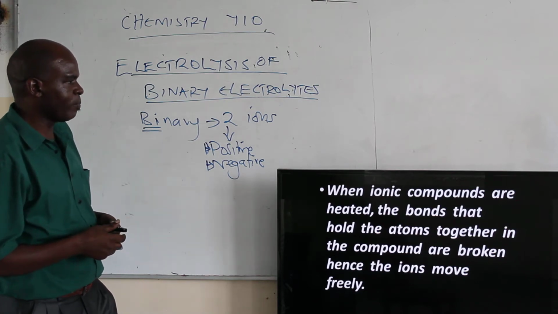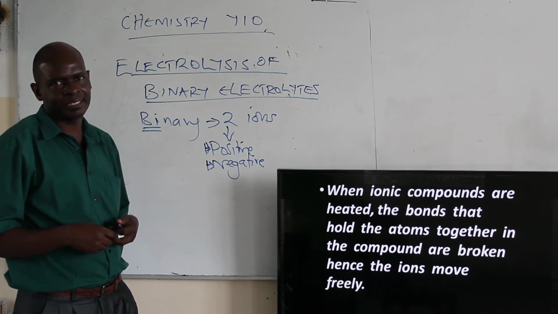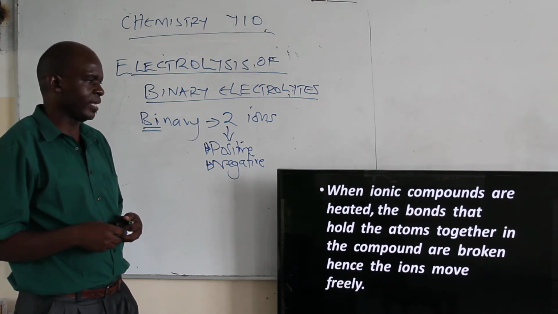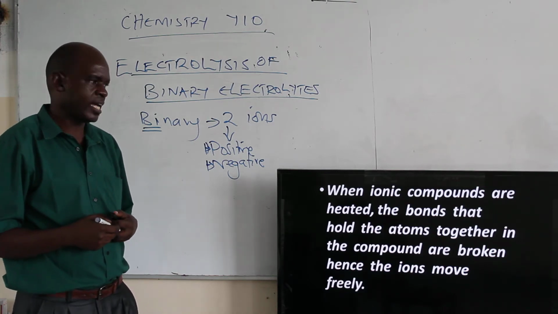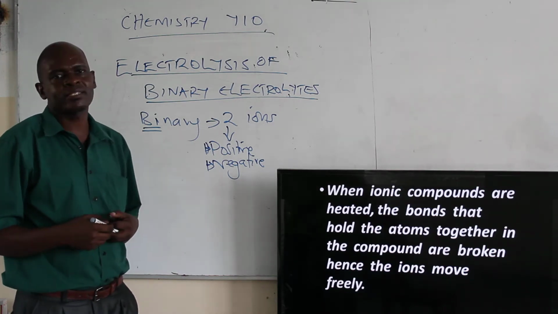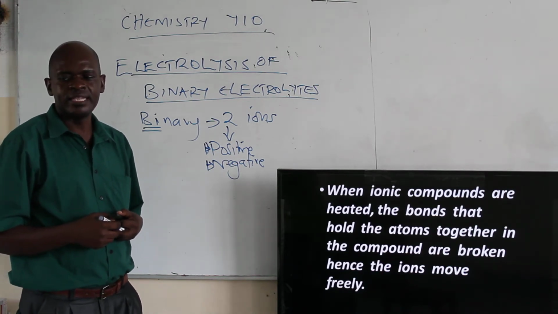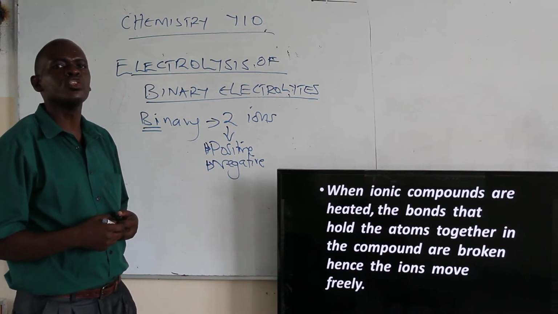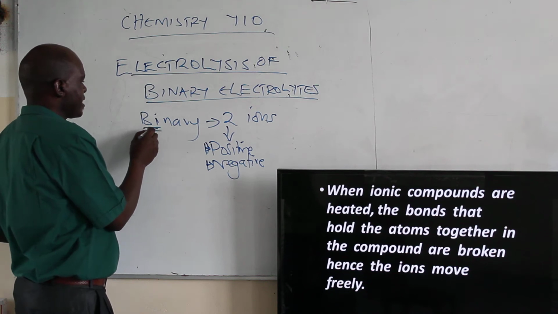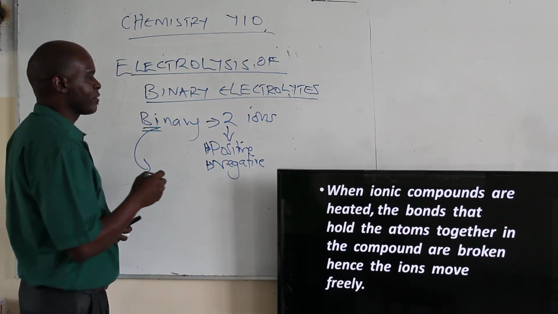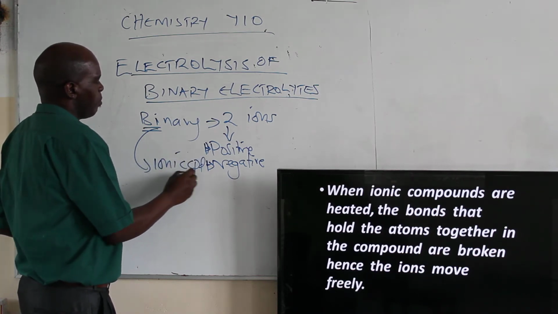Now, in ionic compounds, when heated, the bonds break. And the breaking down of the bonds means that the atoms which were held together will be set apart. When the atoms are broken up, the ions are set free to move. What we're trying to imply is that the binary electrolyte mostly comes from the ionic compounds in molten state.